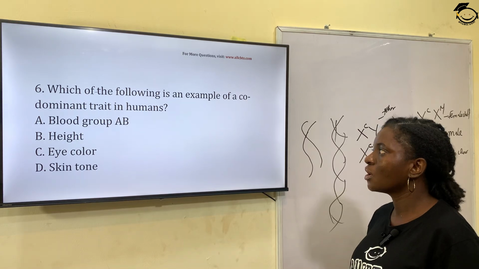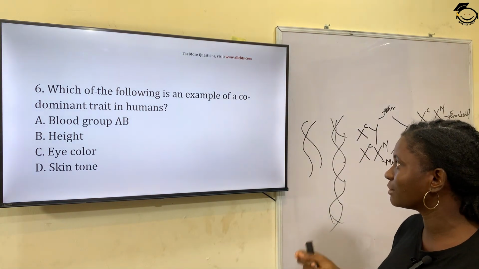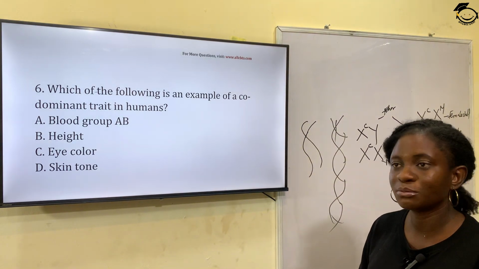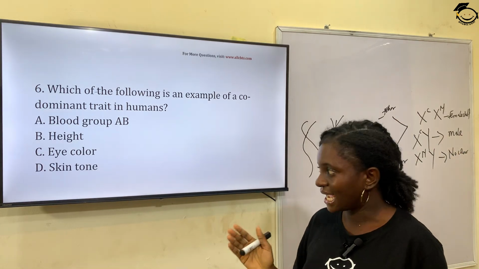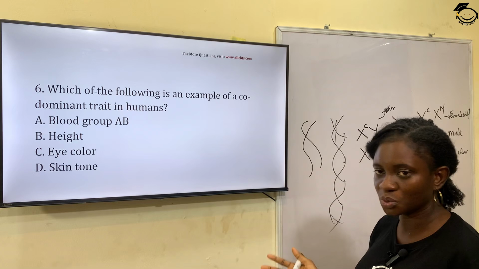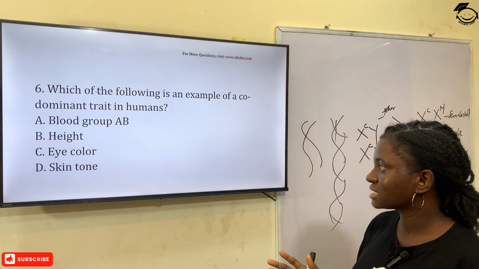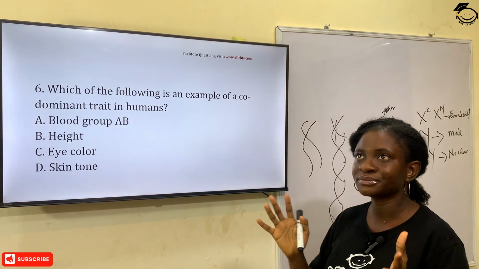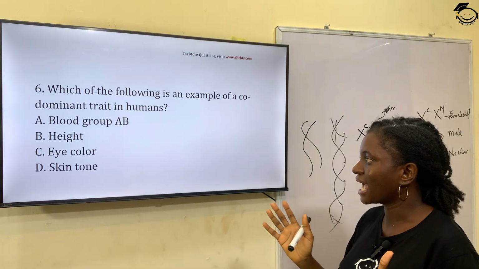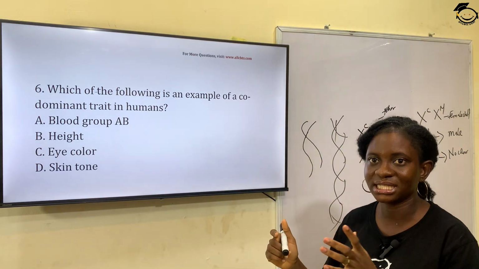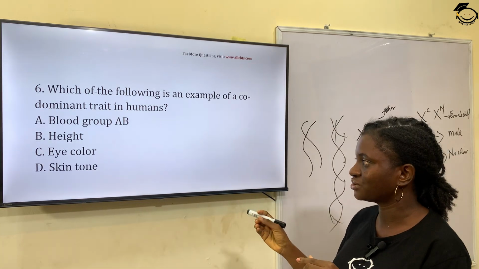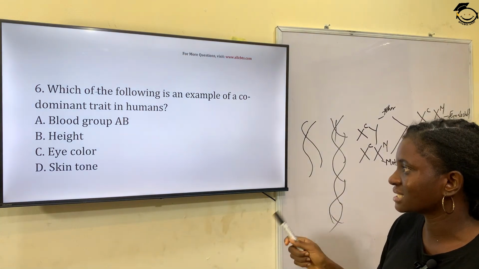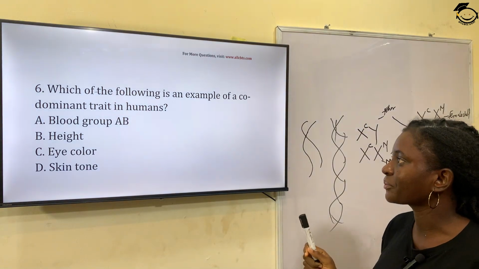Question 6. Which of the following is an example of a codominant trait in humans? Option A says blood group AB, B height, C eye color, D skin tone. The correct answer here is blood group AB, because a codominant trait has to be like equal genes. So we have blood group AB as an example of codominant traits, while the others may be involved with multiple genes. But the correct answer here is blood group AB.